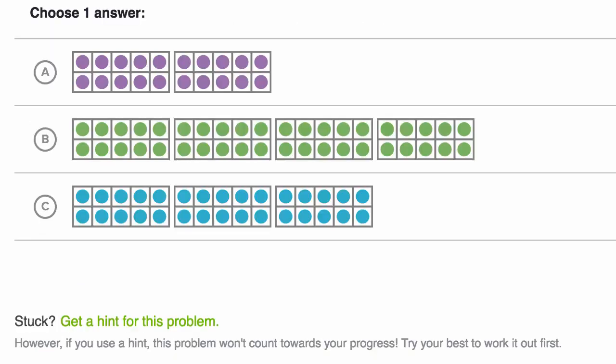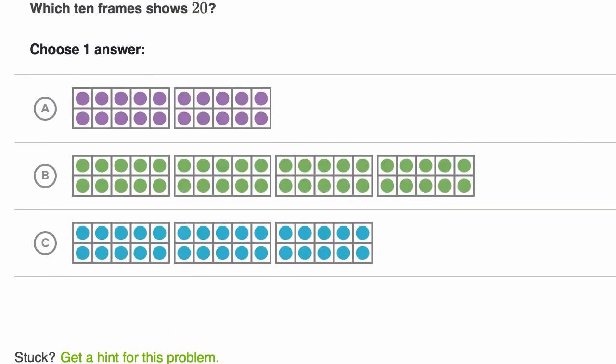Let's do another example. So here, we are asked, which 10 frames show 20? And a 10 frame is just a fancy word for one of these blocks, or these frames, that have 10 objects in it. You can see it right over here. 1, 2, 3, 4, 5, 6, 7, 8, 9, 10. So which of these 10 frames show 20?